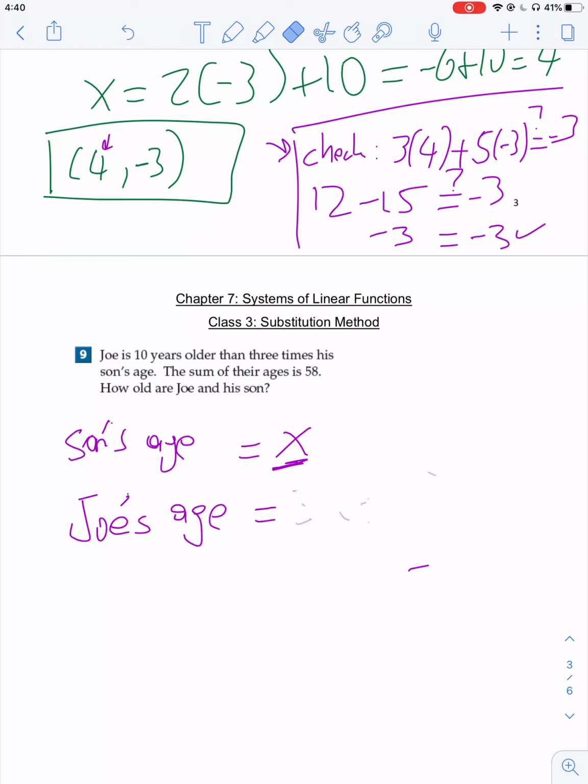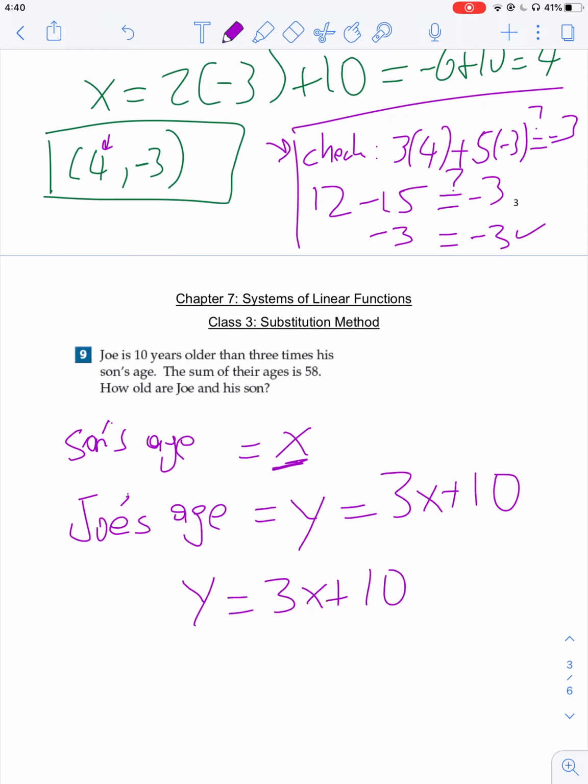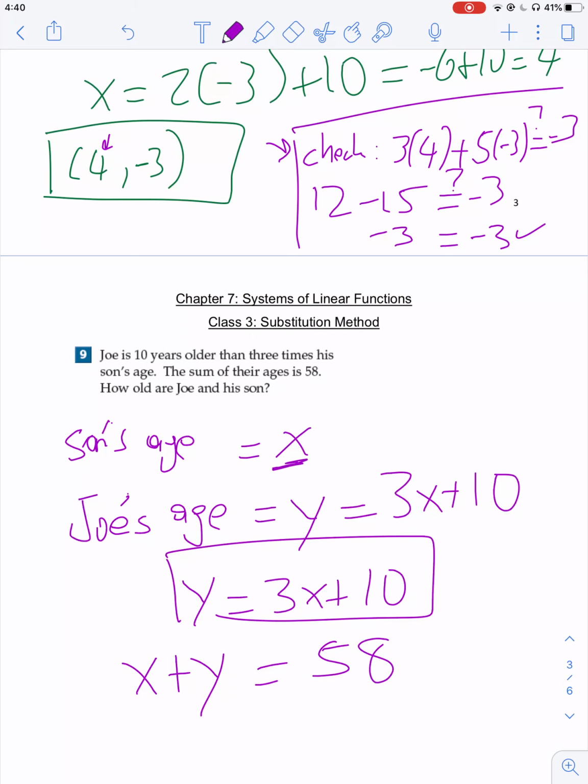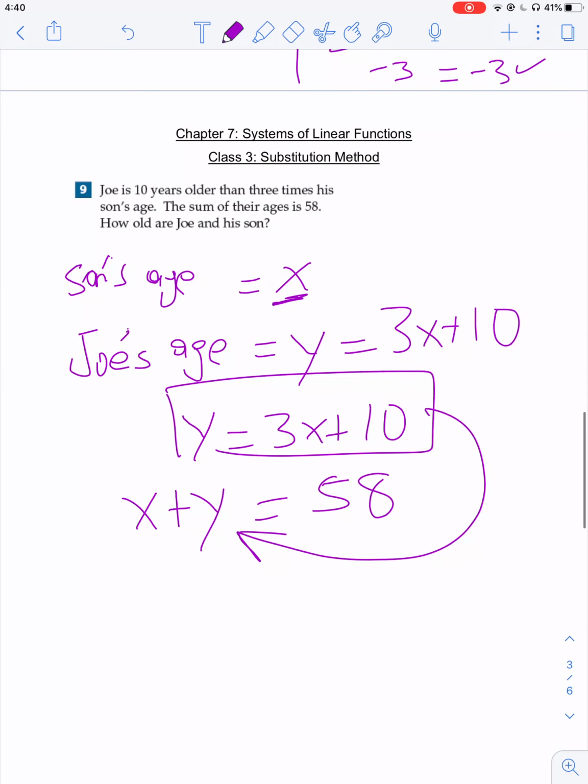Okay, but just to take it a step further, you don't know what Joe's age is. So Joe's age is actually y, but we know that y in terms of x is equal to 3x plus 10. Okay, so this is how you would position this in terms of functions if you want. So you know that the age of his dad is y equals 3x plus 10, and you know that if you add their ages up, x plus y will give you 58. But now you're going to make this y substitution down here, okay? Which is what I initially had, which is x plus 3x plus 10 is equal to 58.